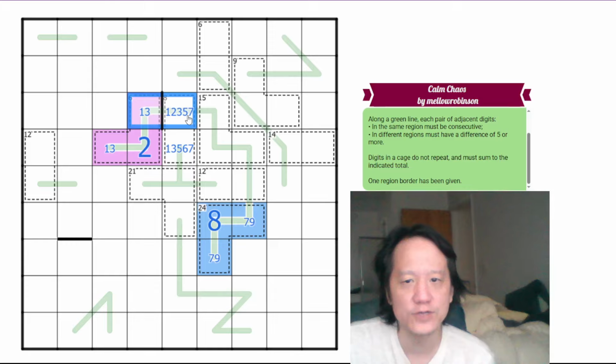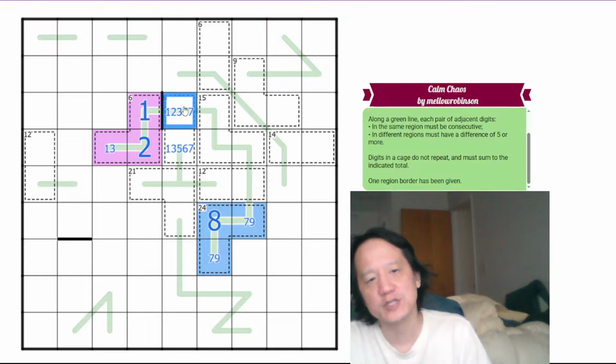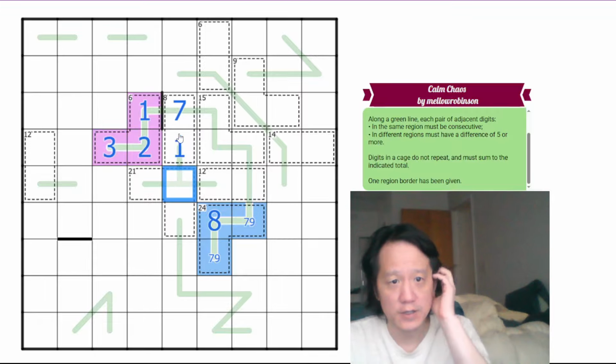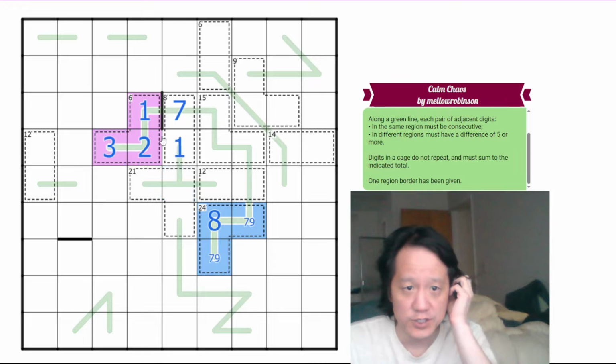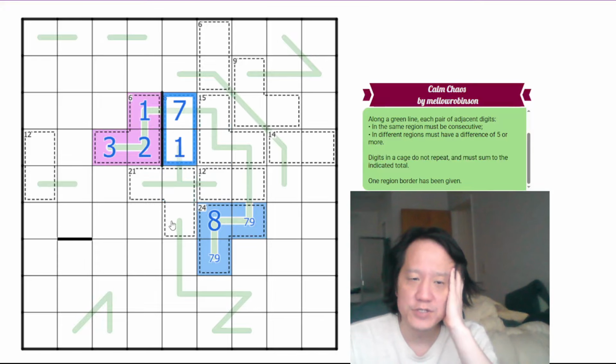But since these are different regions, there must be a difference of 5 or more. Well, the only difference you could have of 5 or more here is 1 being here and 7 being here. So this must be 1, which makes this 7, which makes that 1. That makes this a 3. So this must be a different region here, too, because we already have a 1 in this region here. So this is a different region.